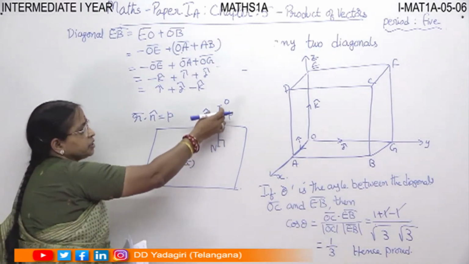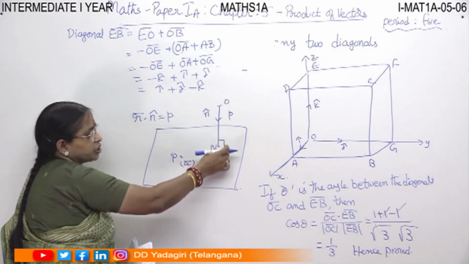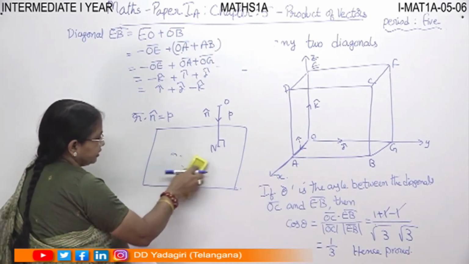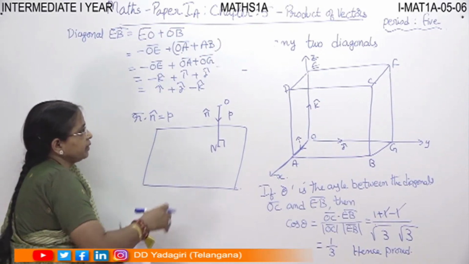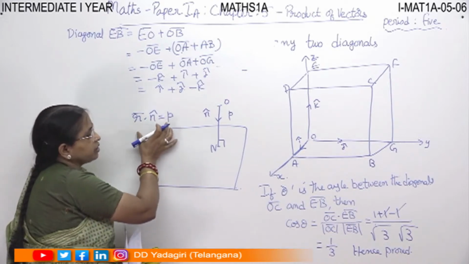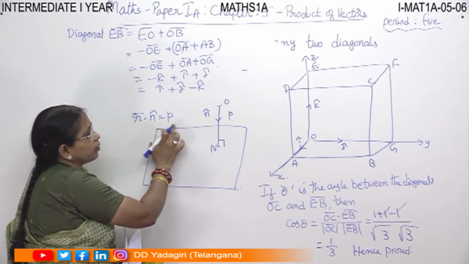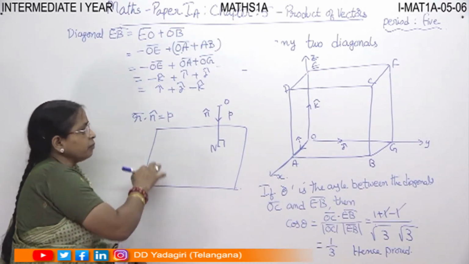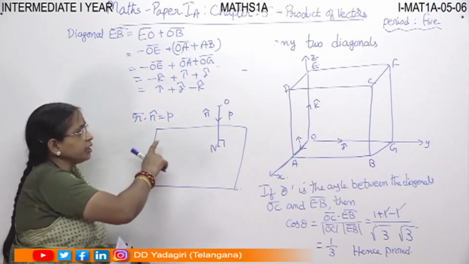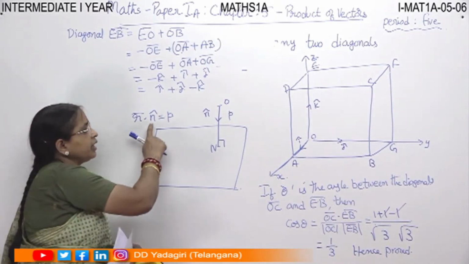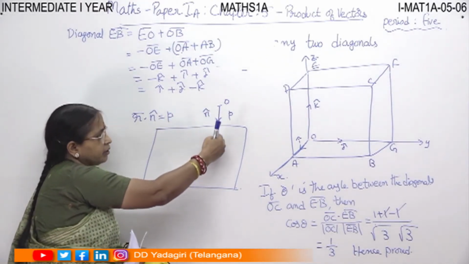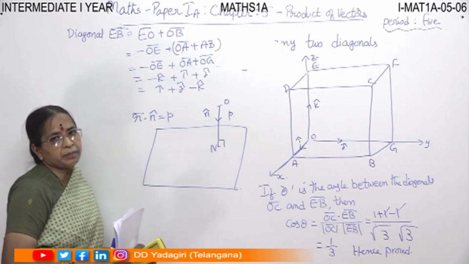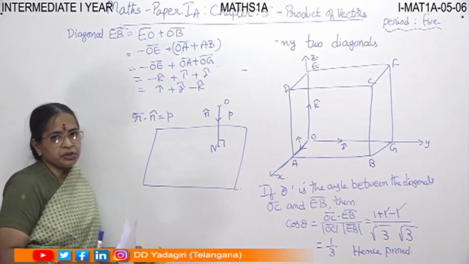And n cap direction is from the origin to the plane. This point we don't need. This is a different one. So the equation of the plane in the normal form is r dot n cap is equal to p, where n cap is a unit vector perpendicular to the plane from the origin to the plane, and p is the length of the perpendicular from the origin to the plane.